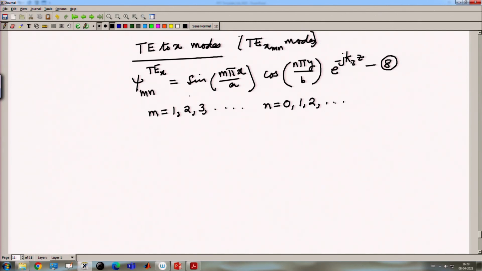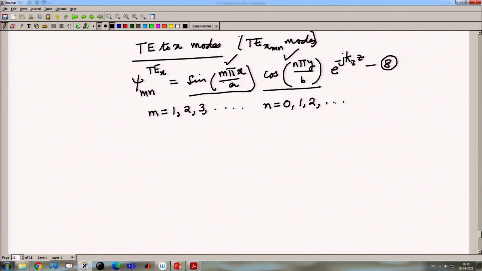So, again we see that the boundary conditions have to be satisfied by the choice of the appropriate psi function along the x and y direction. Namely, the E x has to be 0 at y equal to 0 and y equal to b, and E y has to be 0 at x equal to 0 and x equal to a, which will determine these two field distributions or these two potential function distributions.